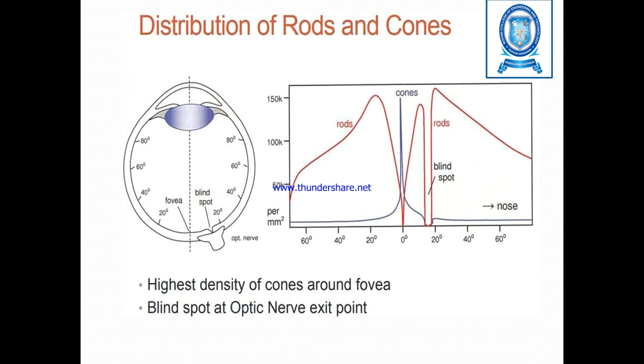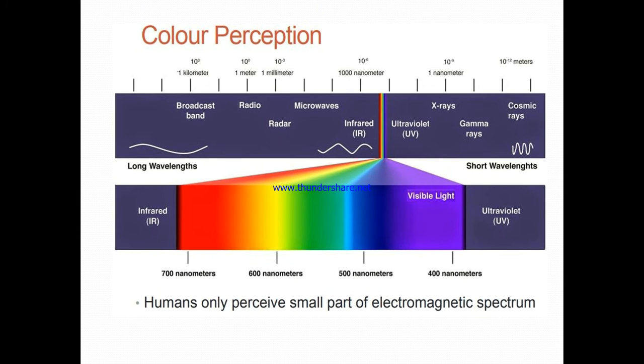So the next thing is the distribution of rods and cones. We have taken this in general, and you can see that a high density of cones is found around the fovea region, that is the focal point, and the blind spot is at the optic nerve exit point. Okay, so it is clearly shown in the diagram how we receive and perceive images in the human eye with the help of these rods and cones.